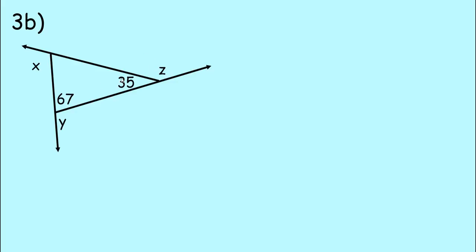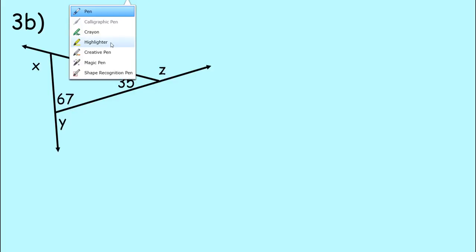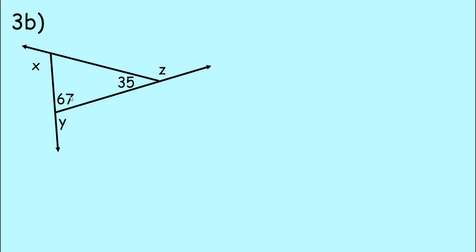The first example, 3B, you got this diagram and you had to figure out what X, Y, and Z was. You could actually start anywhere you wanted to. You didn't have to do X first and then Y and then Z. You could have done it in any order. So a couple things should stand out to you, and hopefully if they're not standing out to you quite yet, they will eventually. Straight lines are our best friends.